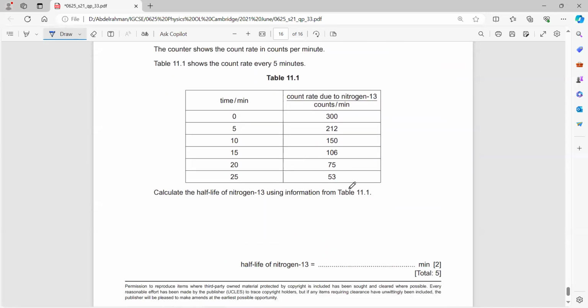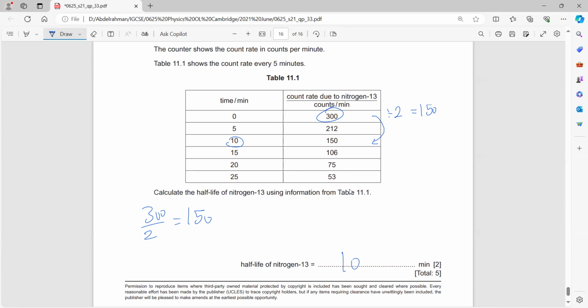No, it's not hard. What do I mean by half-life? It's the time taken for the initial count rate to decrease by half. So I will divide by 2. Can I divide this by 2? Yes. It would be 150. 300 divided by 2 is 150. 150 is after how many minutes? It's after 10 minutes. Is it that simple? Yes, it is that simple.